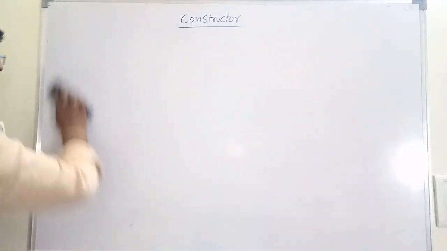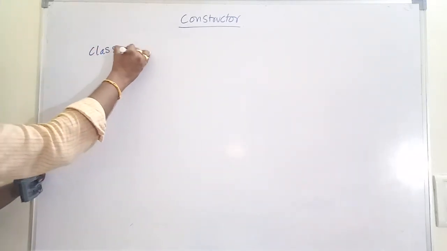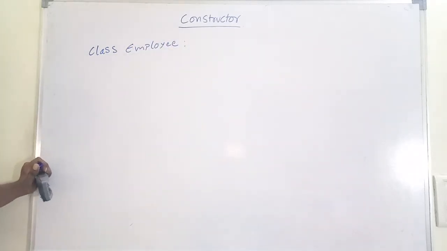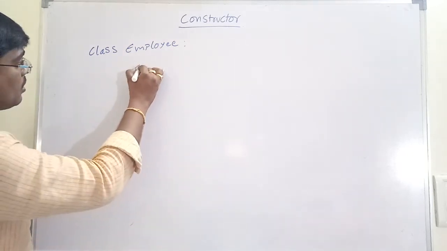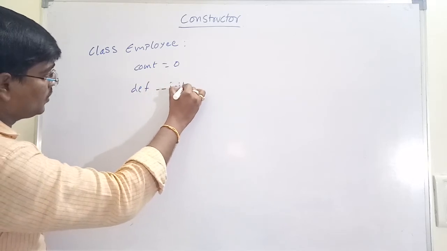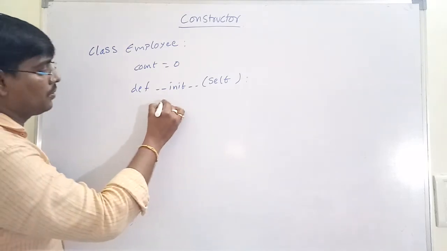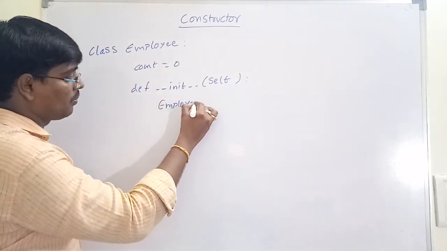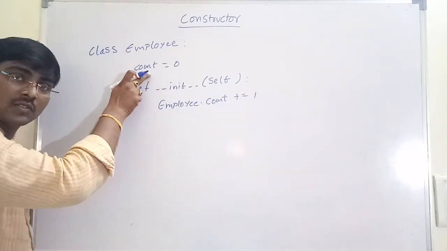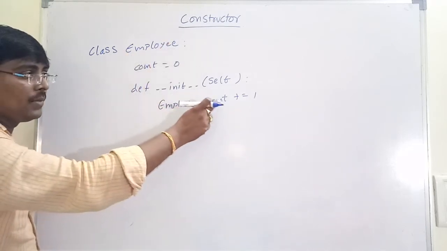Check with an example. We already discussed the same example in the classes. Suppose class employee, the name of the class, whatever you wish. Suppose we use a variable count is equal to 0. Define init of self, employee dot count. If you want to access the class variable inside a class, how do we access it? By using the class name dot count.